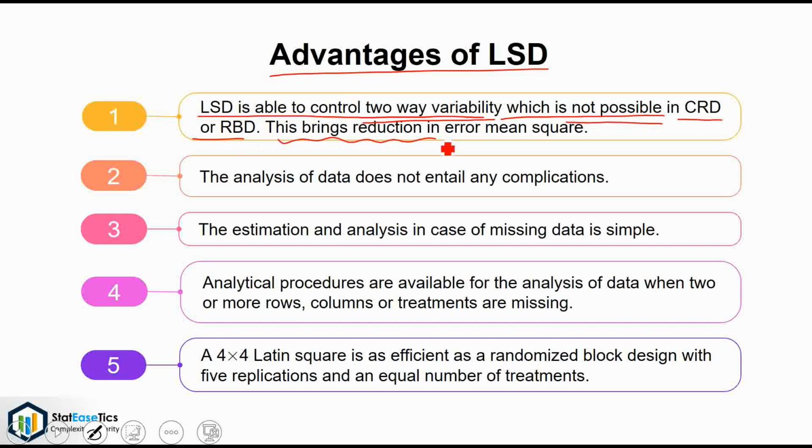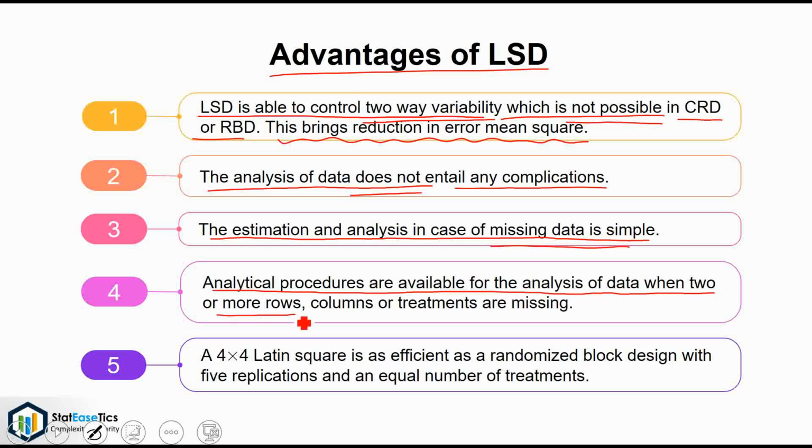This brings reduction in error mean square. The analysis of data does not entail any complications. The estimation and analysis in case of missing data is simple. Analytical procedures are available for analysis of data when two or more rows, columns or treatments are missing. A 4x4 Latin square is as efficient as a randomized block design with 5 replications and an equal number of treatments.